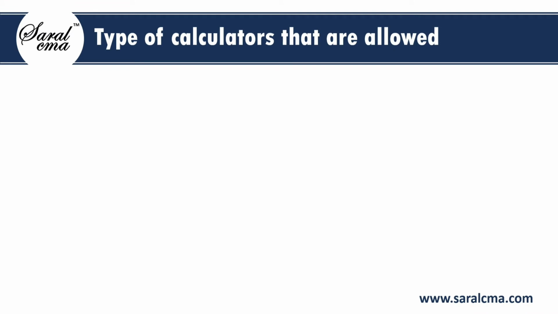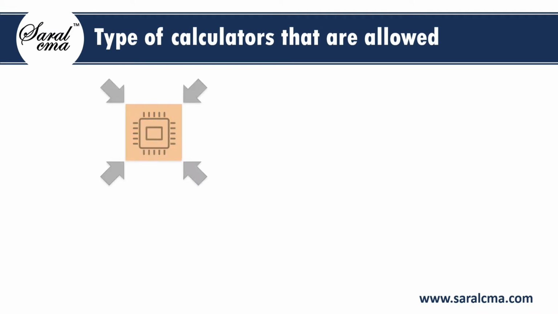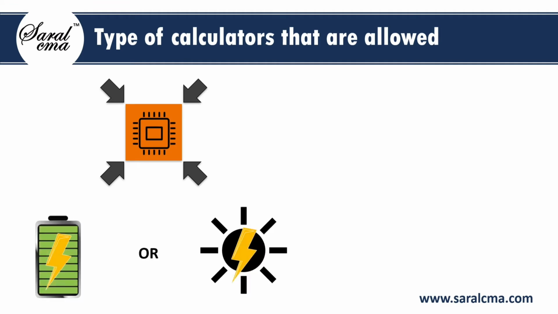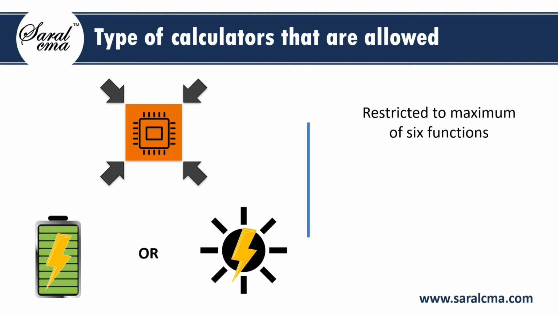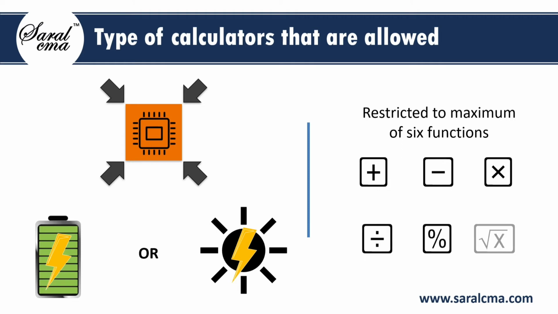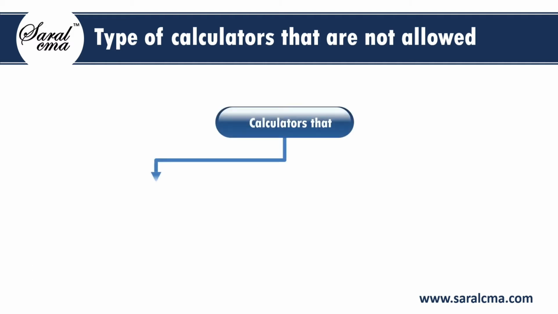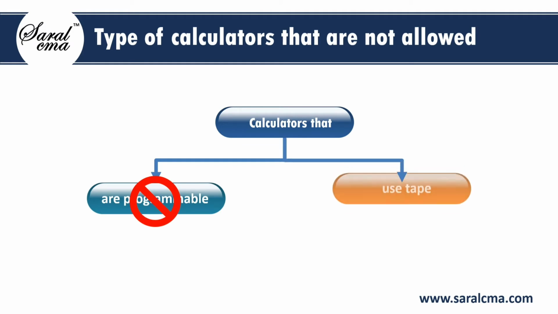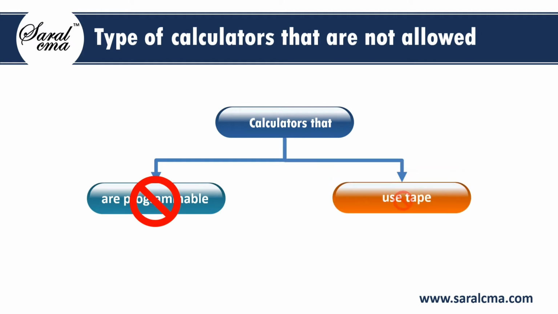The calculators that are used in the CMA test should be small electronic calculators which may be either battery or solar powered. There is a restriction on the maximum number of functions the calculator can have. The calculator can have a maximum of 6 functions, namely addition, subtraction, multiplication, division, percentage and square root. Calculators that are programmable are not allowed. Likewise, calculators that use tape are also not allowed.